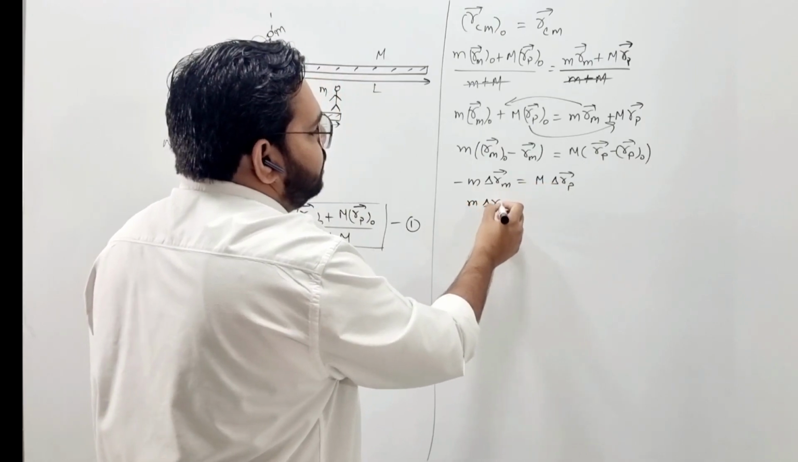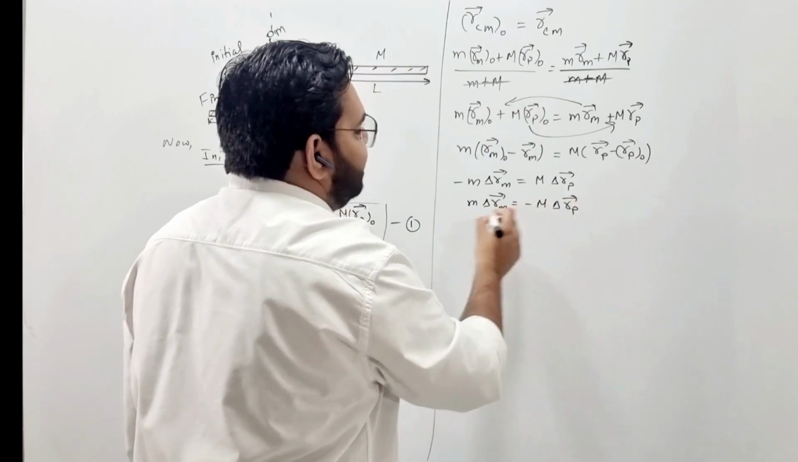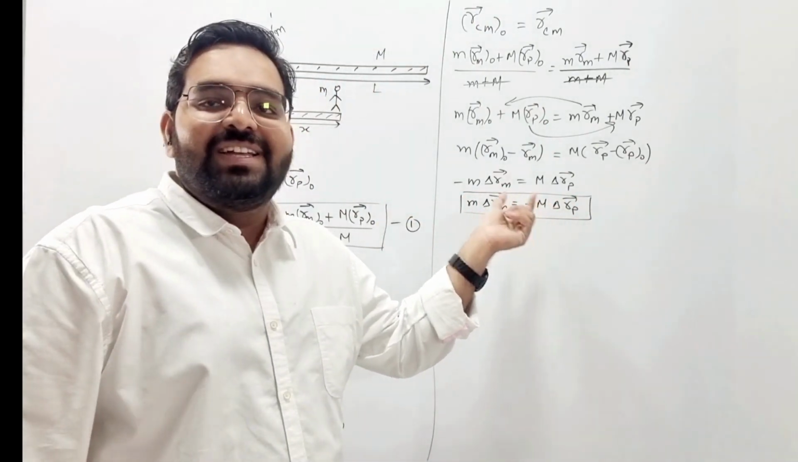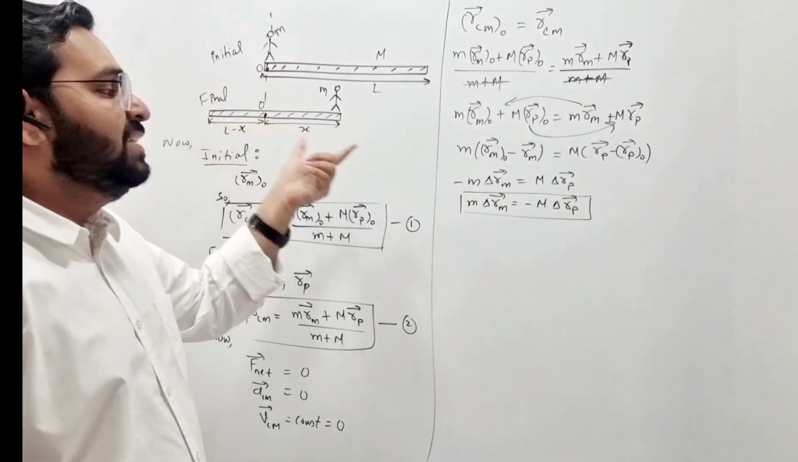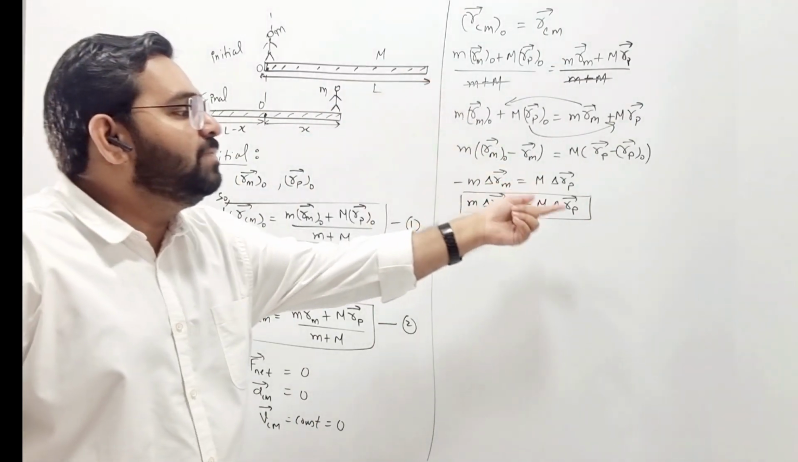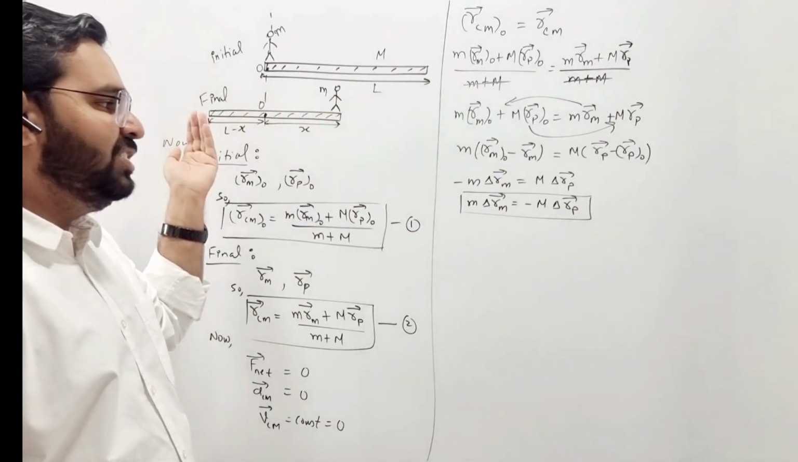Let's make this a little bit pretty. So we get something like this. The significance of the negative sign over here is what we have initially discussed: if the displacement of the man is happening in the positive x direction, then the displacement of the plank would occur in the negative x direction, and hence the plank is moving in the backward direction.